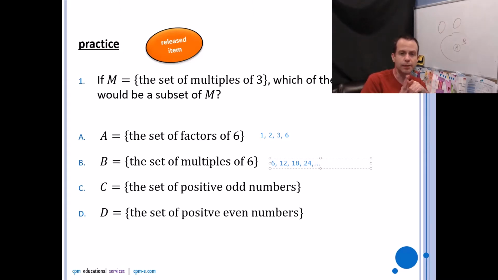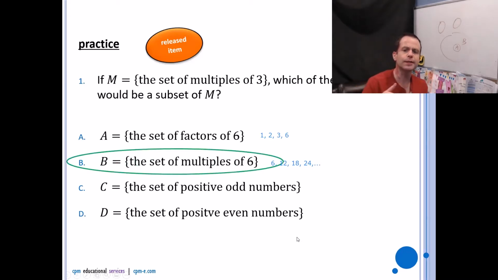Okay, positive odd numbers. Well, the very first odd number is one. That's not a multiple of three, so that doesn't work. Positive even numbers, two is not a multiple of three, so that doesn't work. So the answer would have to be B, okay?